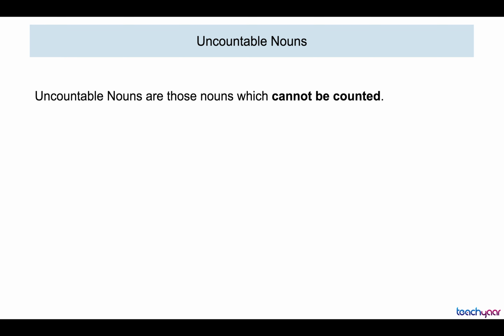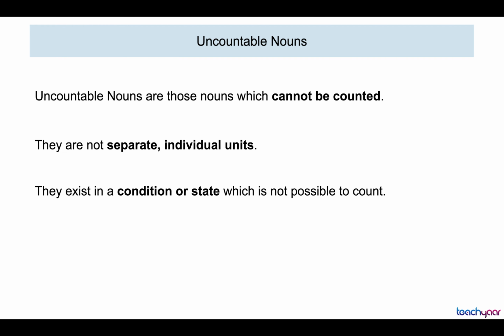Now let us take up uncountable nouns. As the name suggests, uncountable nouns are those nouns which cannot be counted. Now, why is it that they cannot be counted? This is because they are not separate individual units. If they are separate, you can count them. But they are not individual units. They exist in a condition or state which is not possible to count. So when they are not in a state where they can be counted, naturally they are called uncountables.